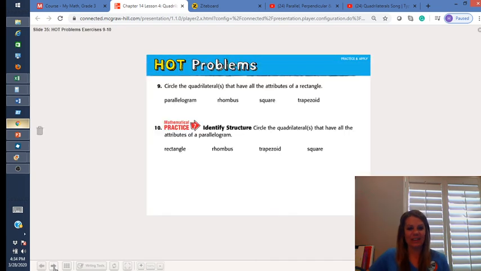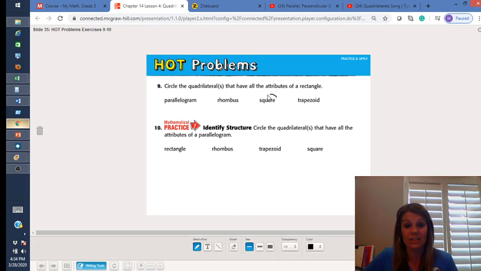Okay, let's look at this last one. Circle the quadrilaterals that have all the attributes of a rectangle. Okay, so a rectangle just has 4 sides and 4 right angles. So a square is actually a rectangle. That would be considered a rectangle because it has 4 right angles. A trapezoid, does it have 4 right angles? Nope. Does a rhombus have 4 right angles? Nope. Does a parallelogram have 4 right angles? Nope. A rectangle kind of can be a rhombus, but I don't think they're going to count that one.